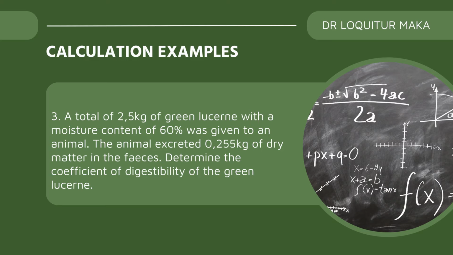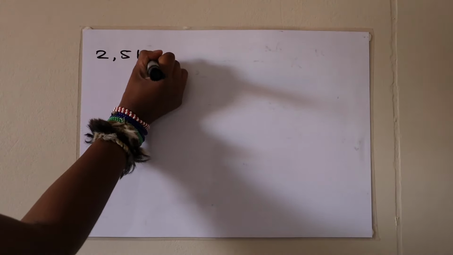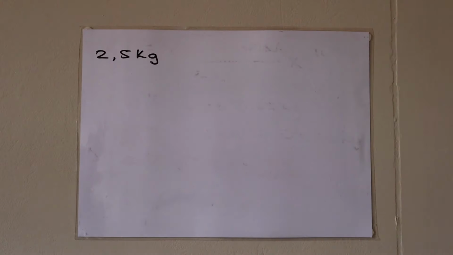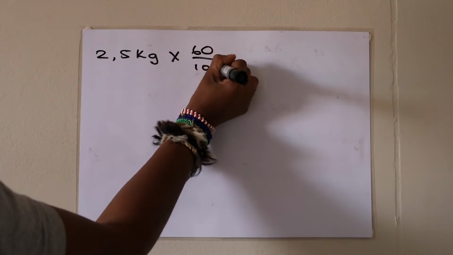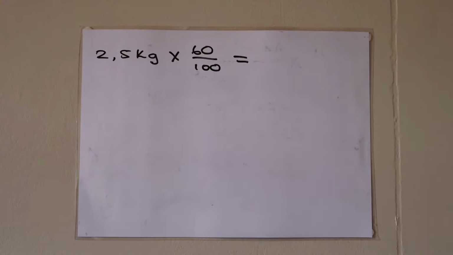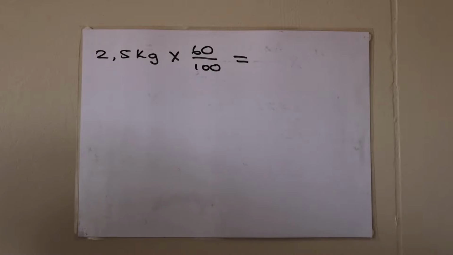So now what do we need to do? We need to separate now. Remember, always work out the dry matter first. So now we have 2.5 kgs of the feed, but this has got 60% of moisture, right? So what do we need to do now? We need to calculate the moisture content, right?